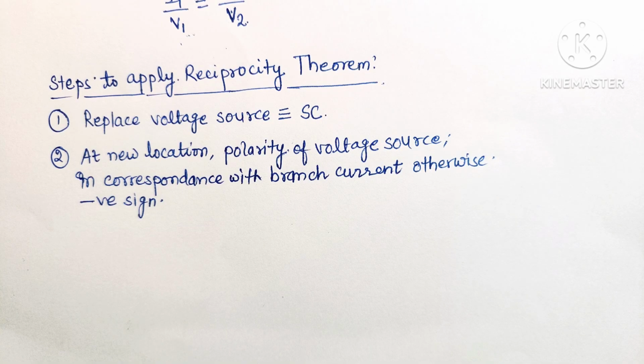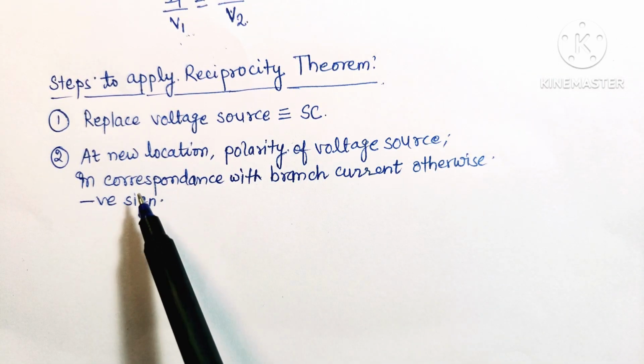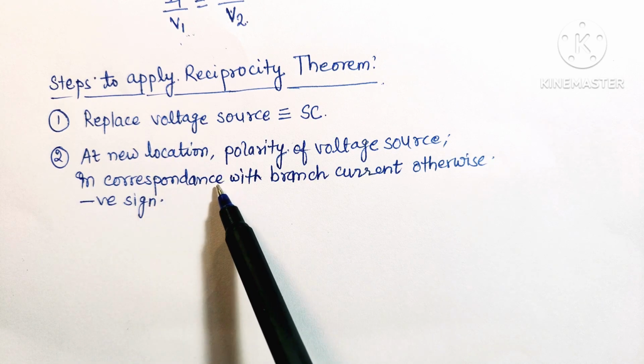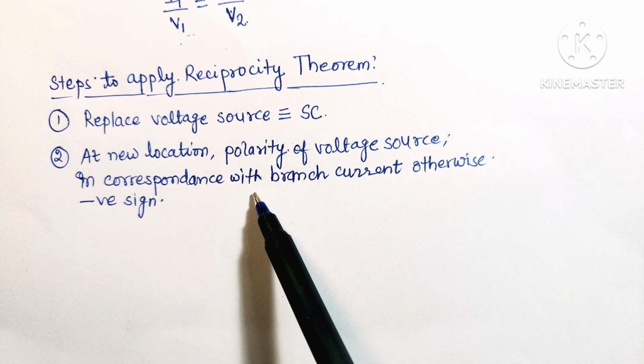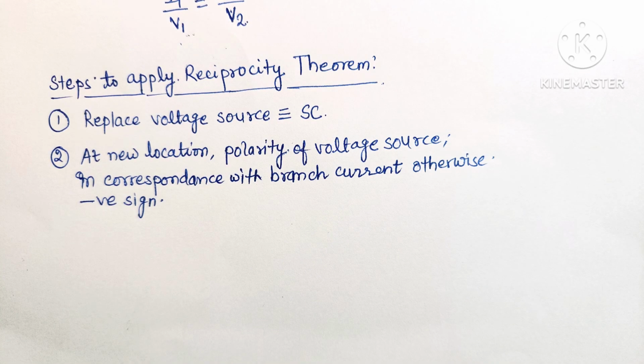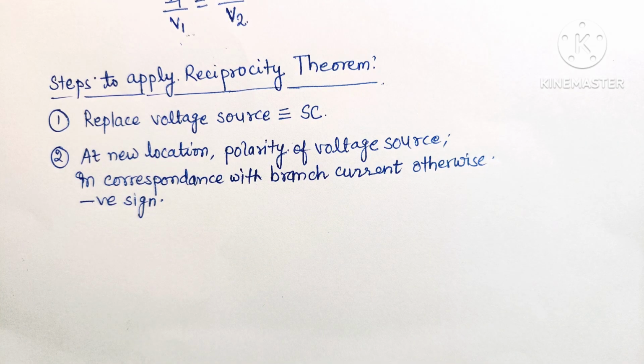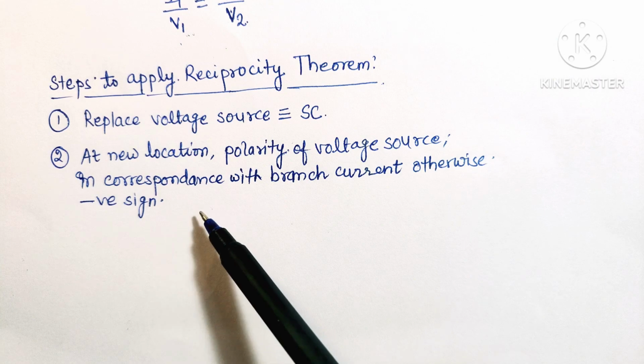Now let us see how we can apply the reciprocity theorem. To apply the reciprocity theorem, we replace our voltage source by a short circuit, and at a new location, if we are shifting this voltage source, then we need to remember the direction of current in that branch. We need to apply the voltage source in that branch according to the correspondence of that current. It means the current direction should not be changed in that branch.